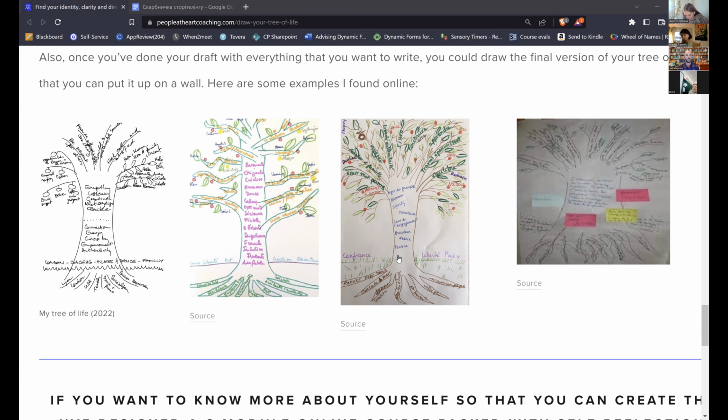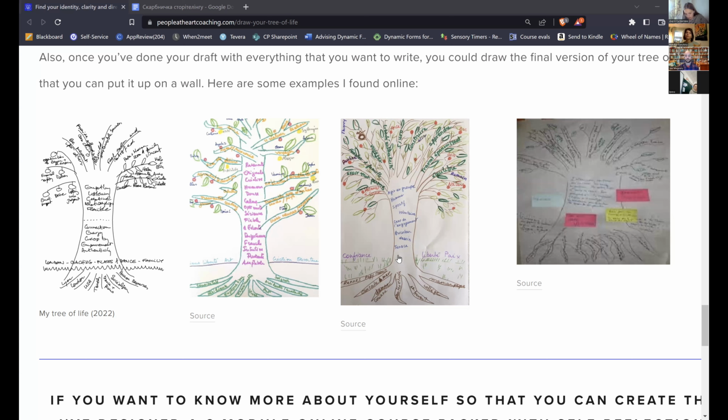In the next step, we focus on the leaves of the tree. І наступне – це листя. The leaves represent people who are significant to you in a good way. І листя – це люди, які важливі для вас у такому доброму, гарному напрямку.